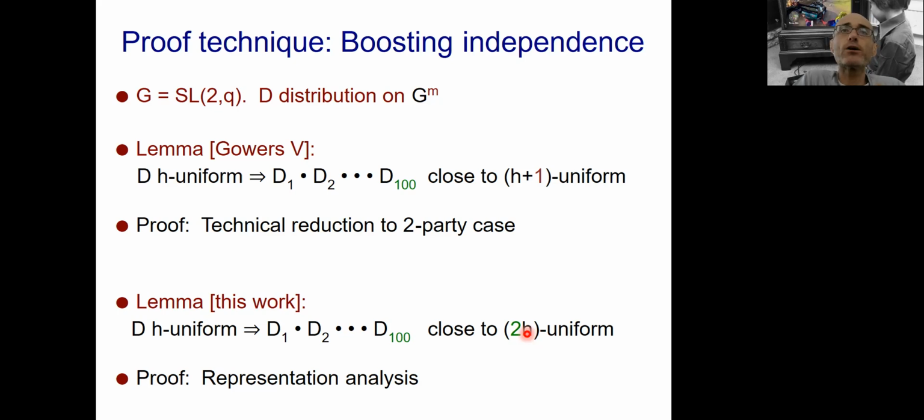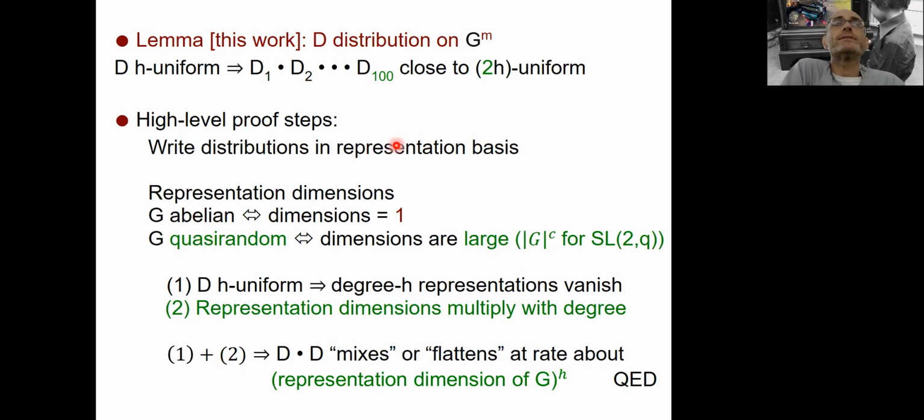And also, the second contribution is that the proof is more straightforward and is based on a representation analysis. And I'm going to have a slide on the proof ideas. So again, what we want to show is that if you have a distribution D on G to the power M, so M tuples of the group, if D is H uniform, then if you multiply or convolve a large but constant number of these distributions, you get a distribution which is twice as much uniform, so 2H uniform.